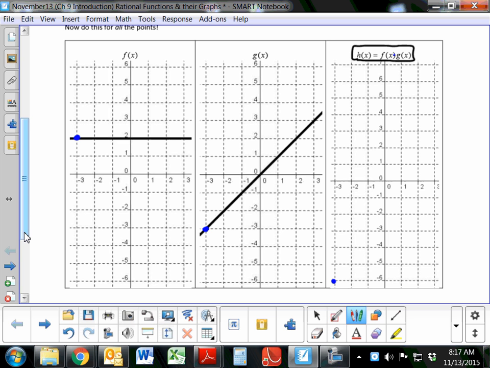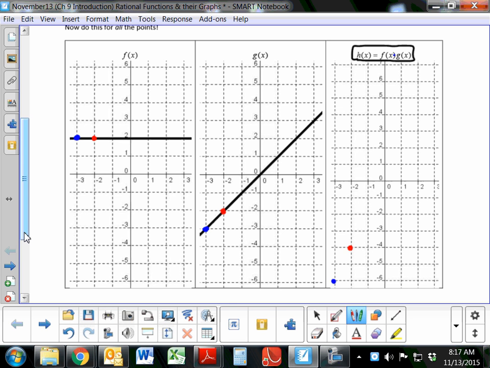I thought you'd be averaging on that. No, I did the same thing to the other one. Now we're going to go to -2, and we're going to say how high is f at -2? 2. Too high. How high is g at -2? So I have +2 and -2, which makes -4. So at -2 on the h, I'm going to go down here to -4.